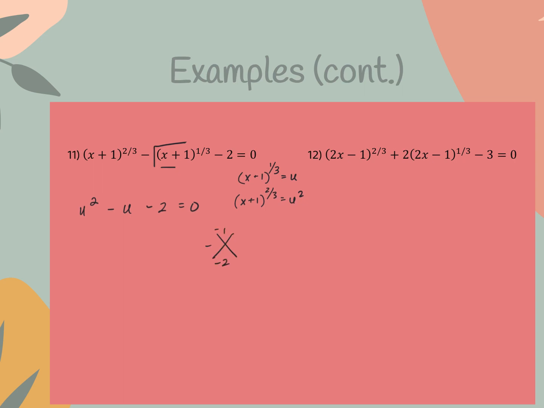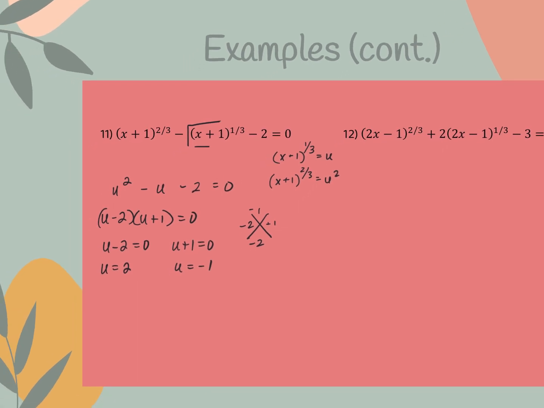And so again, my factors have to multiply to -2 and add up to -1. It's going to be -2 plus 1. So I've got u minus 2 times u plus 1 equals 0. U minus 2 equals 0, and u plus 1 equals 0. So when I do the math here, u equals 2, and u equals -1.